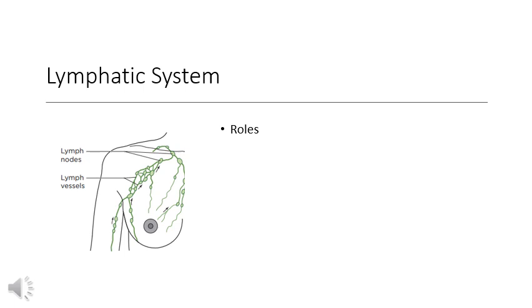The third role actually has to do with immunity. So your lymphatic system will store some of the immune cells and then launch them as a defense response when you have a pathogen in your system that you need to get rid of.